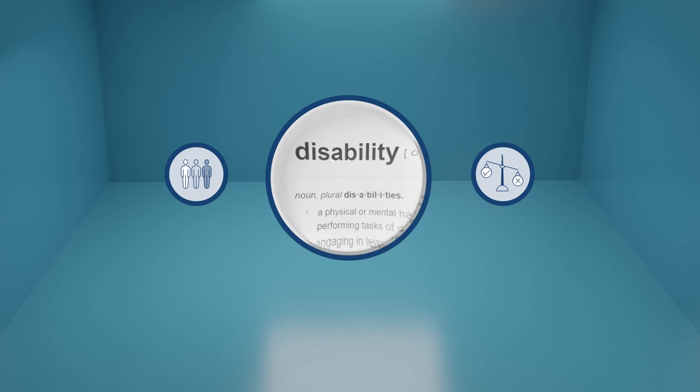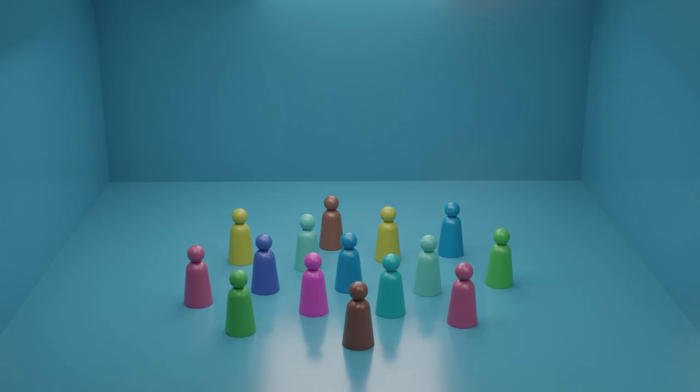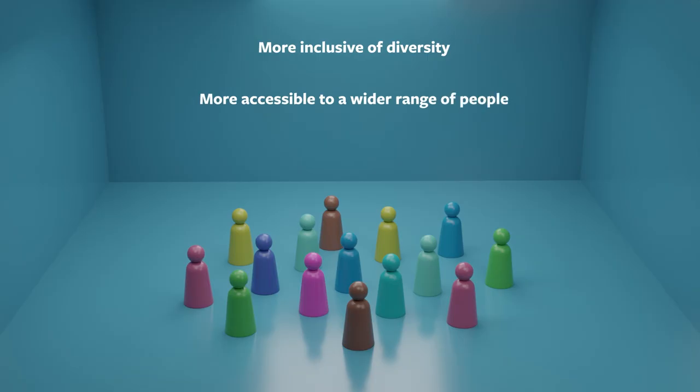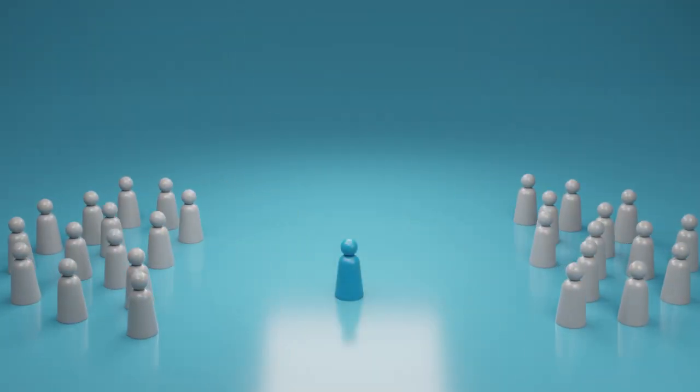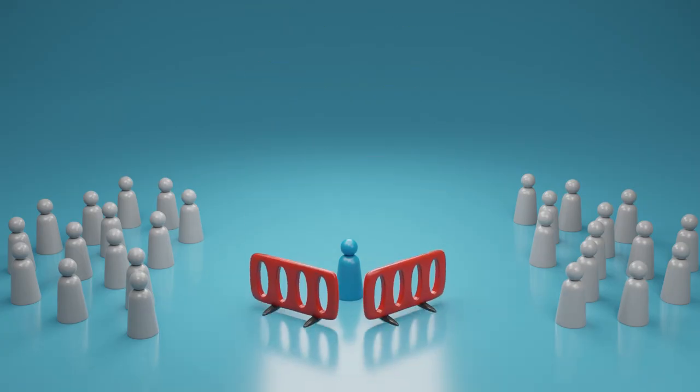We can imagine a different way of doing things that would reduce the problem in society. For example, by making our culture more inclusive of diversity, or making our physical environment more accessible to a wider range of people. Disability in this sense is the loss or limitation of opportunities to take part in the normal life of the community on an equal level with others due to physical and social barriers.